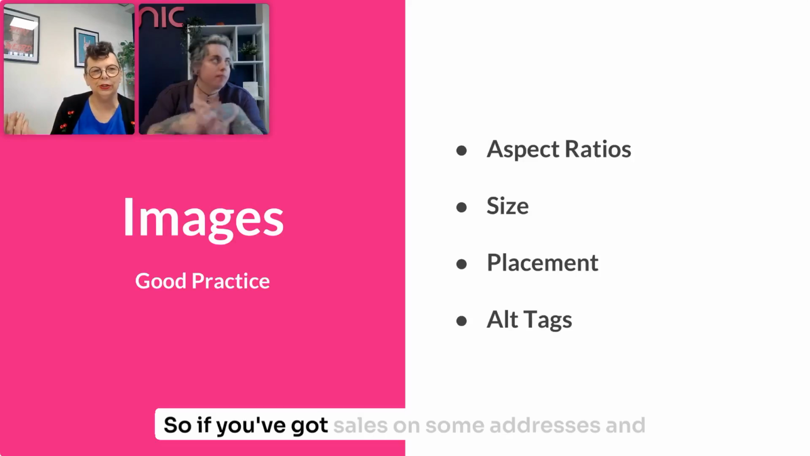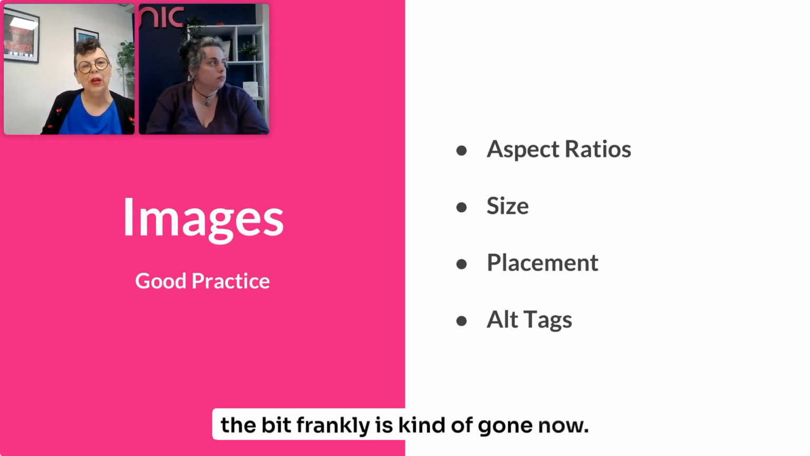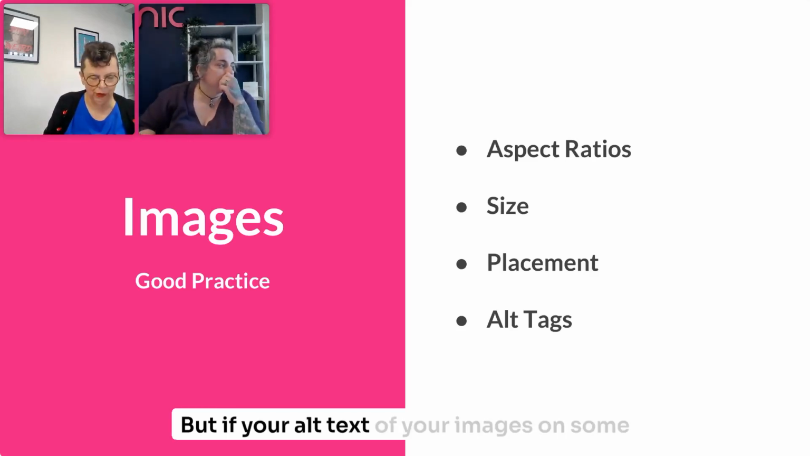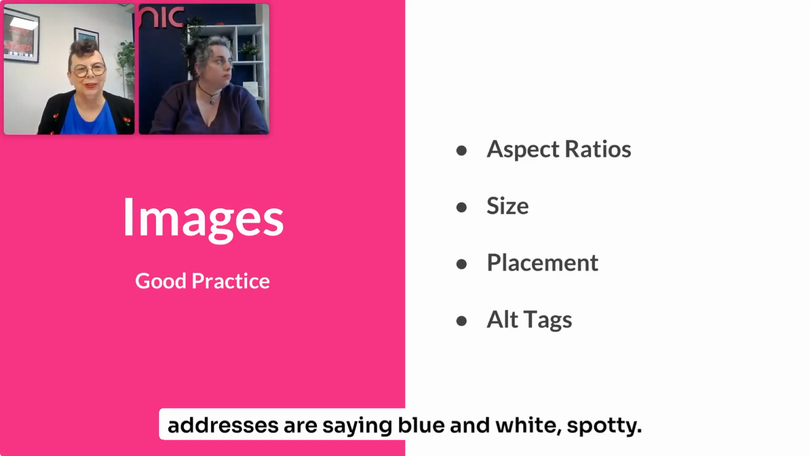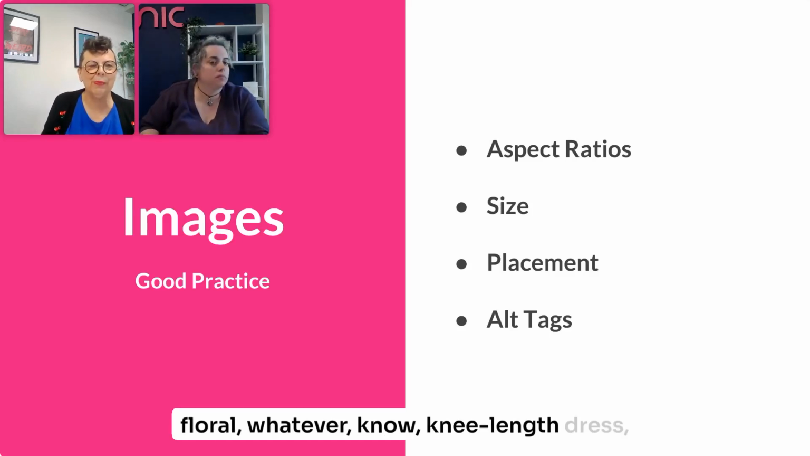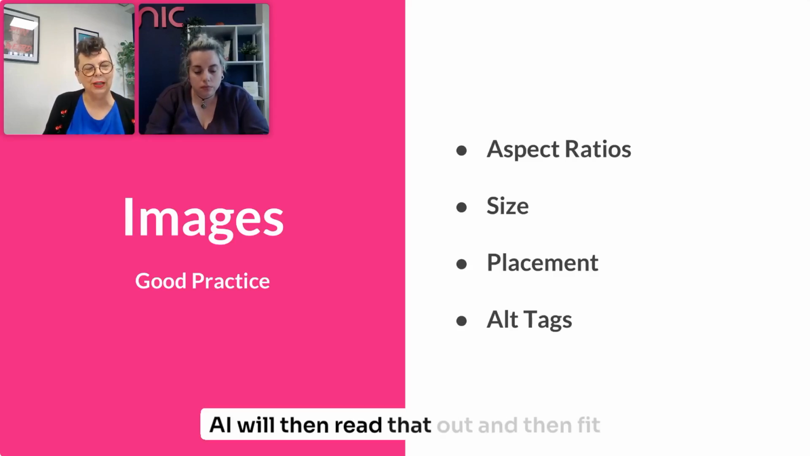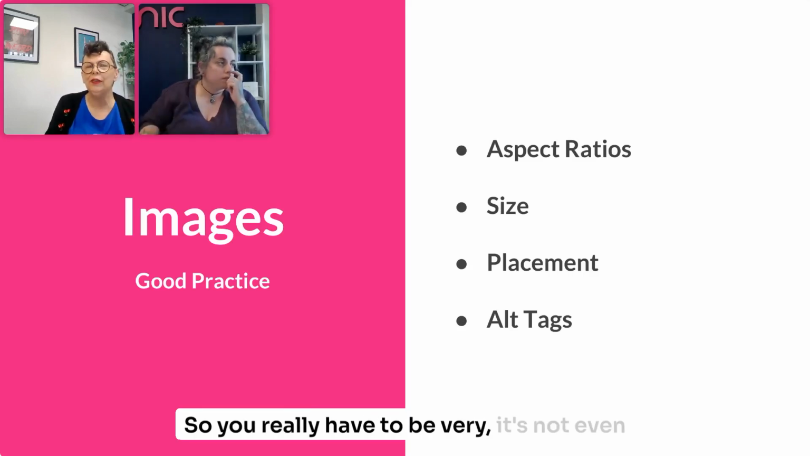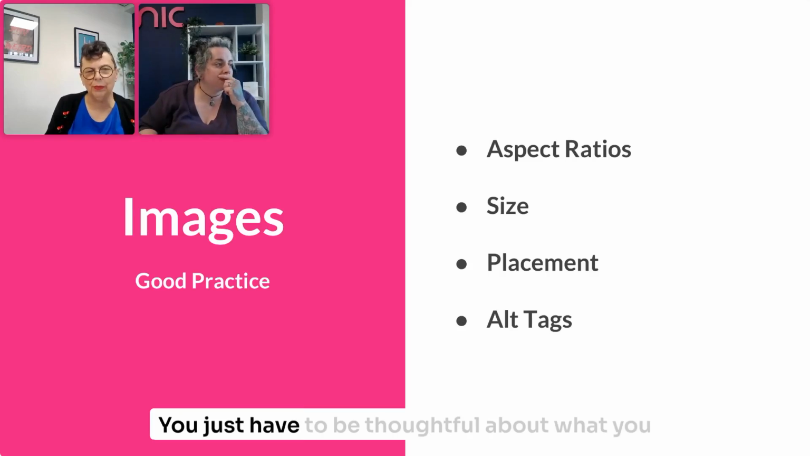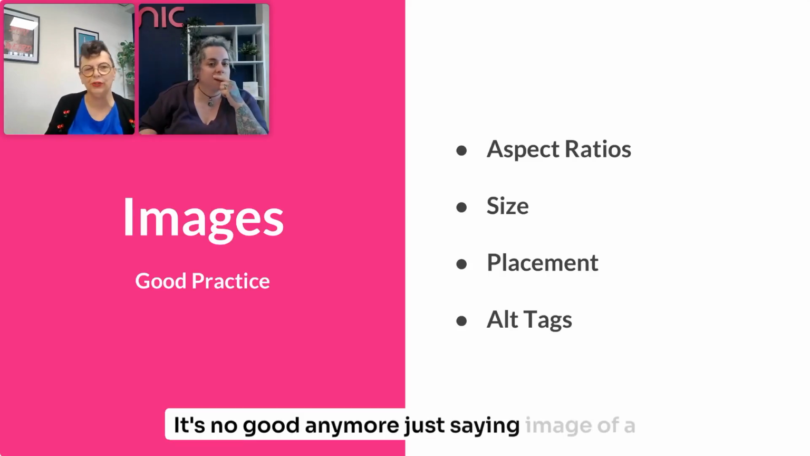If you've got sales on summer dresses and Fit Frankie's kind of gone, nah. But if your alt tags on summer dresses say blue and white, spotty, floral, knee length dress made of cotton, that's a different thing altogether. AI will read that out and then Fit Frankie might think, oh, that sounds nice. It's not even about being clever. You just have to be thoughtful about what you put in to describe the images. It's no good anymore just saying image of a tree.